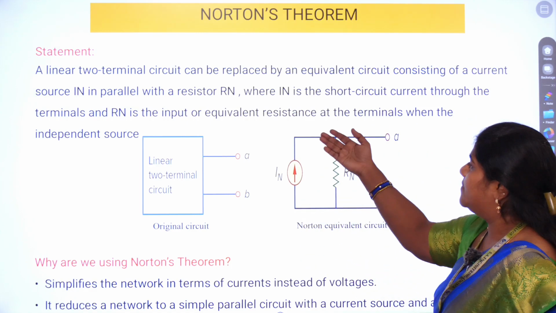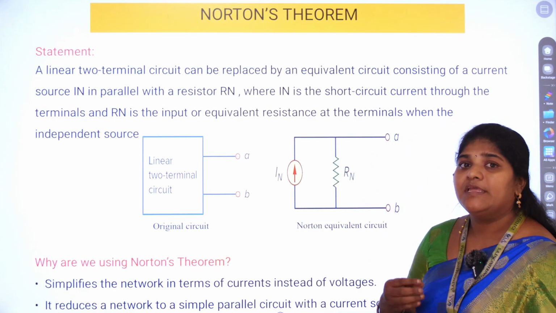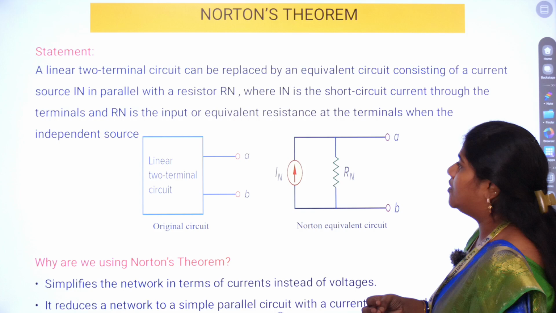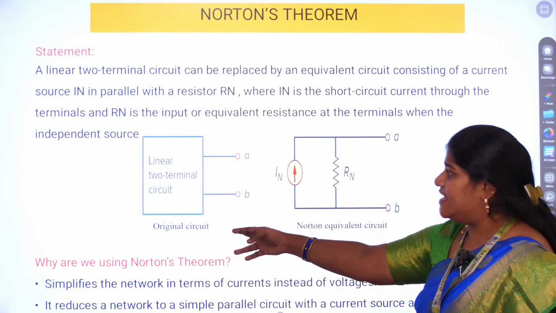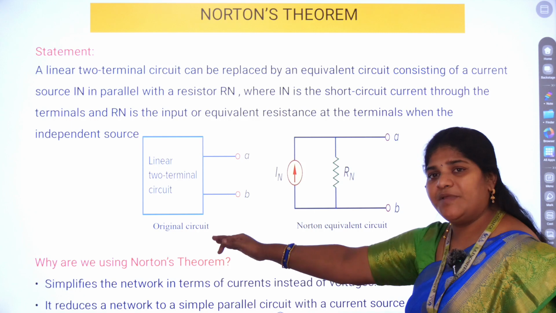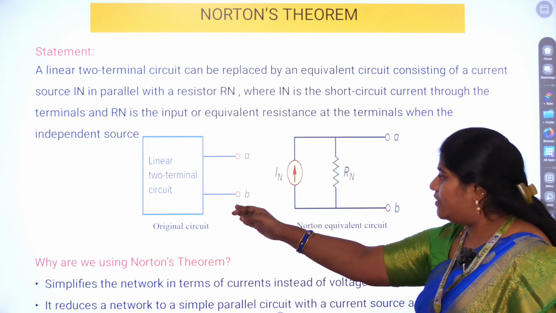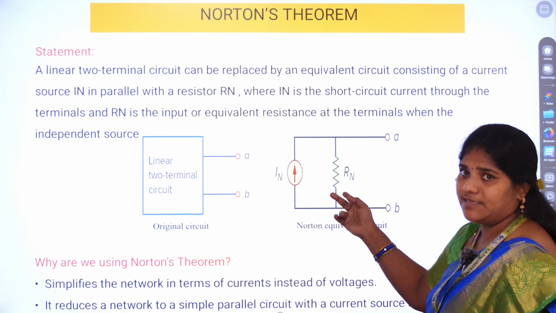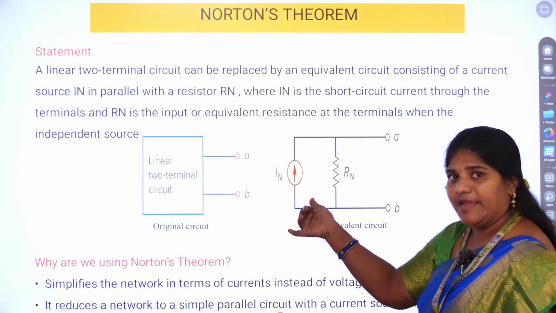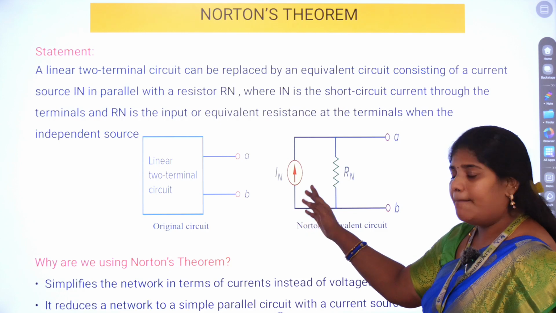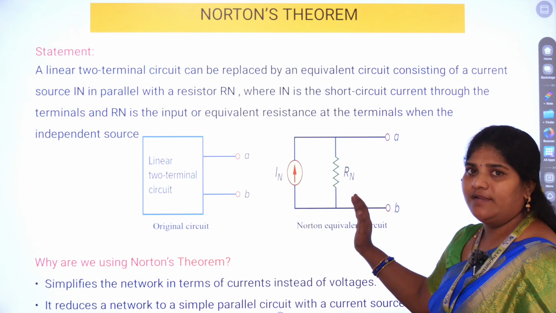Right? So as you can see, IN is the short circuit current through the terminal, and Rn is the input or equivalent resistance at the terminal when the independent sources are turned off. Any linear two-terminal network, originally it will be like this. Upon applying Norton's theorem, you can convert this circuit like this. The requirement is you have to convert this into this by having a current source in parallel with your Rn resistance, that is Norton's equivalent resistance.